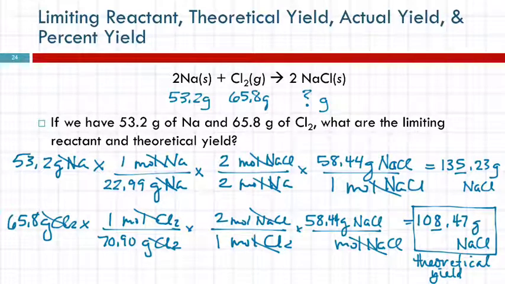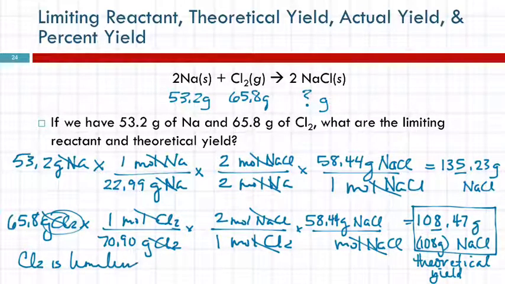So it's asking for the theoretical yield. It's this number. It would round to 108, right? 3 sig figs. And then it's asking for the limiting reactant. The limiting reactant is the reactant that gave us the smaller amount of product. So if you look at your theoretical yield and see which reactant gave you that, chlorine is our limiting reactant. Any questions?